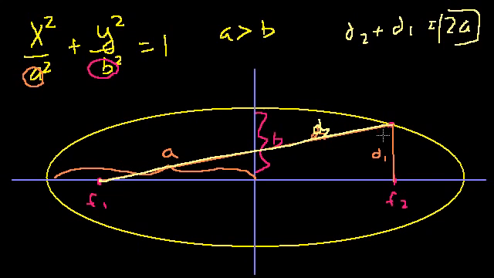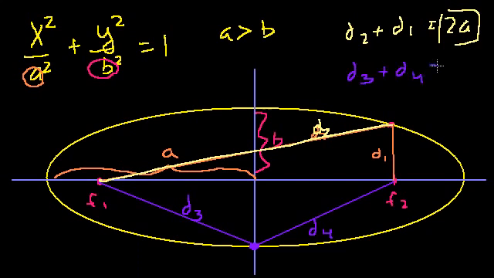Just to make sure you understand what I'm saying, let me take another arbitrary point on this ellipse. Let's take it right there. If I were to measure the distance from this point to this focus, let's call that d3. And then measure the distance from this point to that focus, let's call that d4. If I were to sum up these 2 distances, it's still going to be equal to 2a. Let me write that down. d3 plus d4 is still going to be equal to 2a.